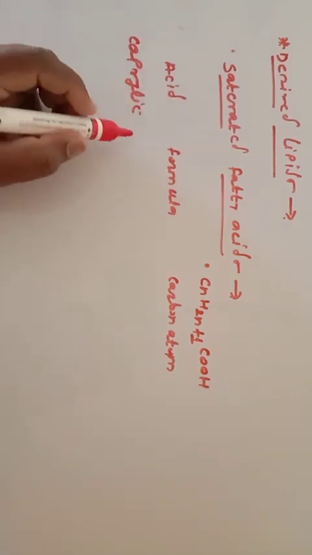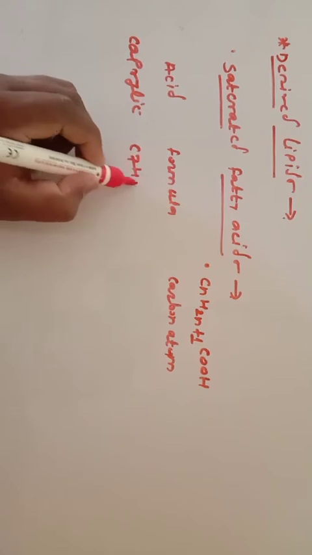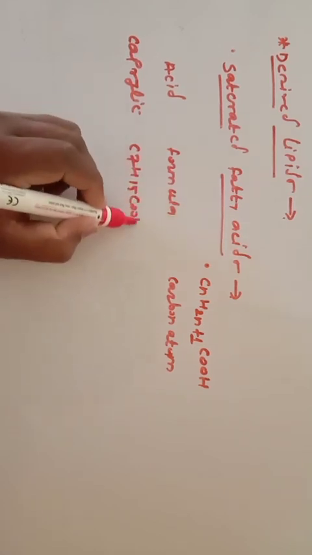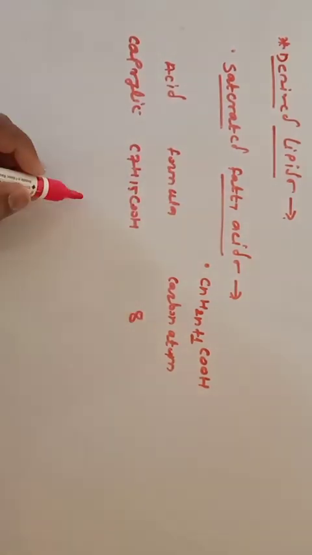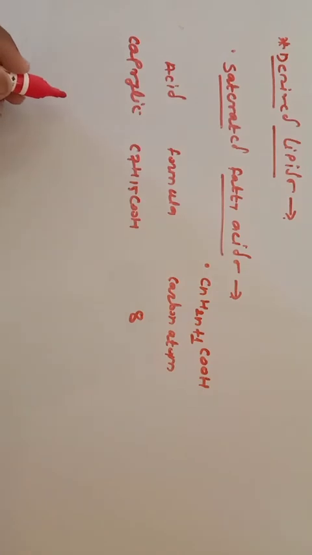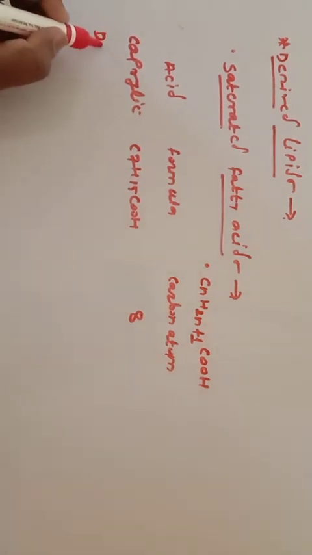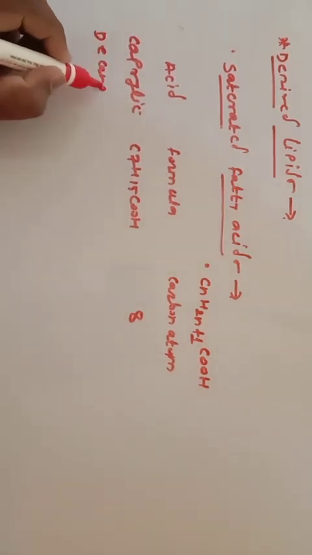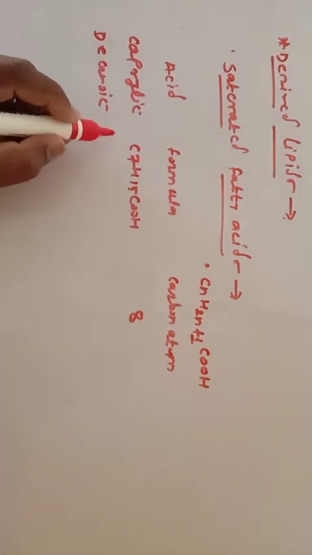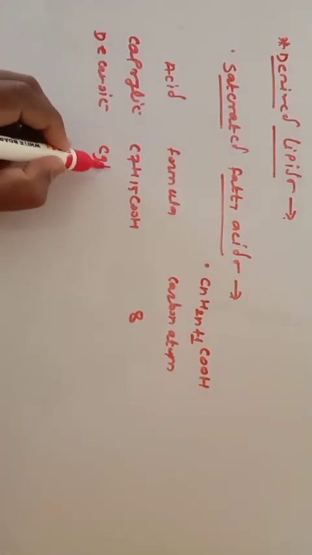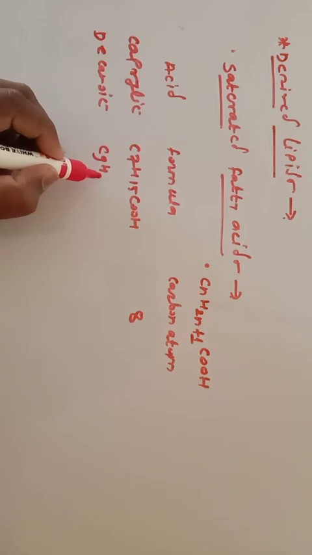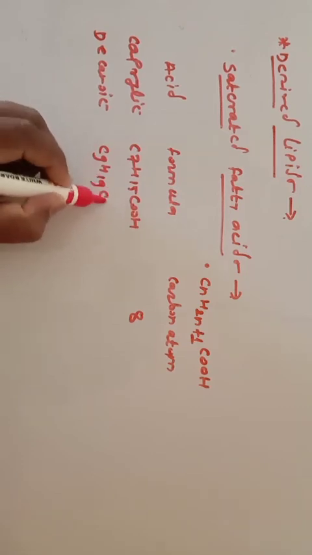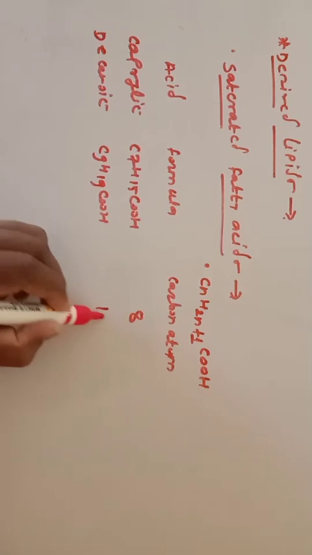Caprylic has the formula C7H15COH, so it contains 8 carbons. The next one is decanoic, or capric acid. It has a C9H19COH group, so it contains 10 carbons.